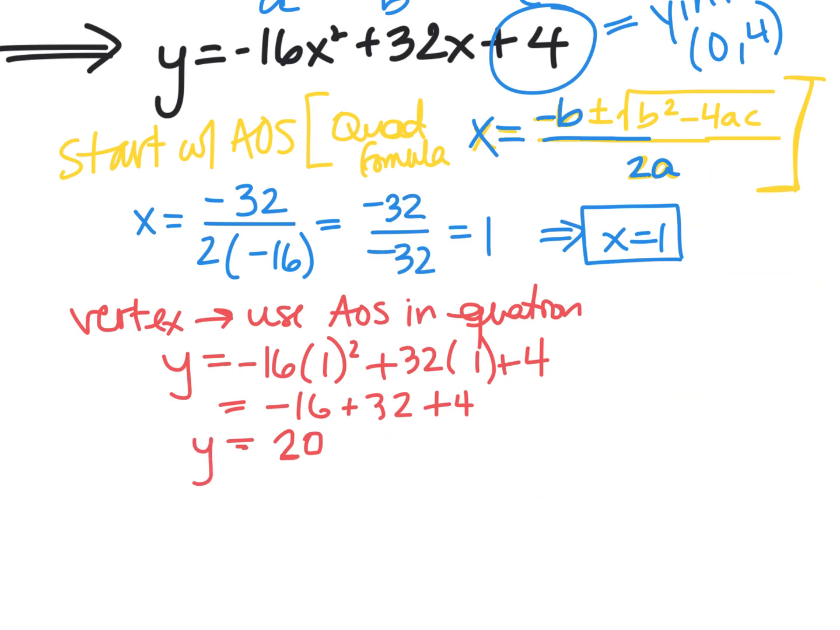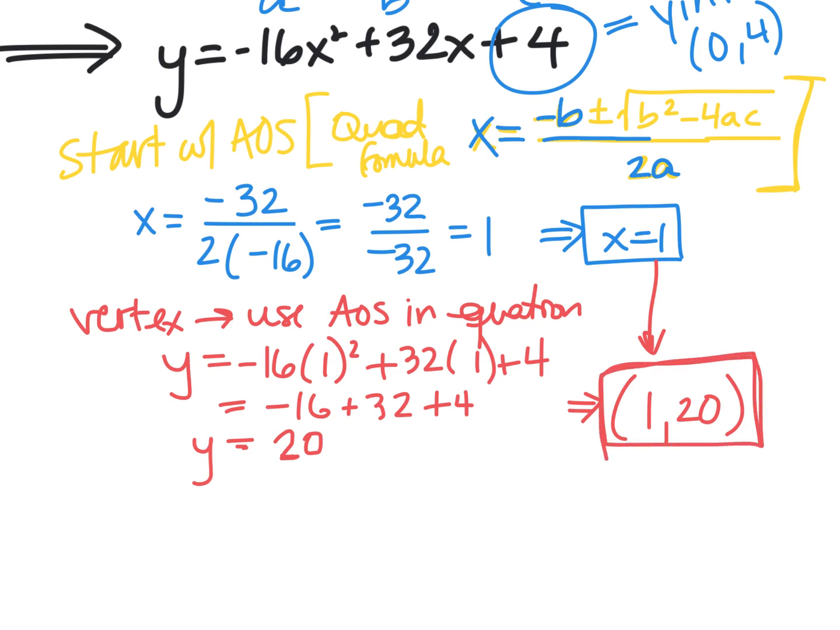And so that's my y value, meaning my vertex is 1 from the x value above, and then 20 from the output value. And again, that should check with what I already knew to be the case from the vertex form that we happen to already know for this equation.